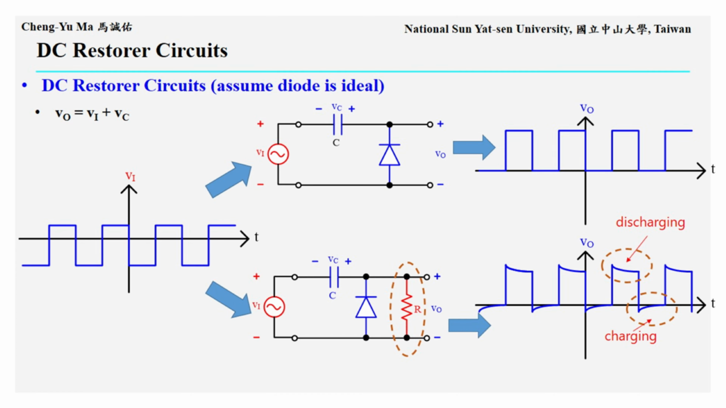Now we compare the DC restorer without the resistor and the DC restorer with the resistor R. The presence of R makes the capacitor repeatedly charge and discharge. When the input signal changes by Va, the output Vo also changes by Va. However, because Vc decreases during capacitor discharge, a negative portion appears in the output waveform. After that, the capacitor charges again, and the negative output voltage rises back toward 0.